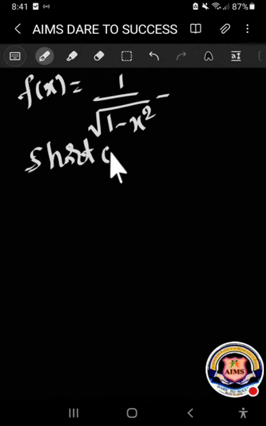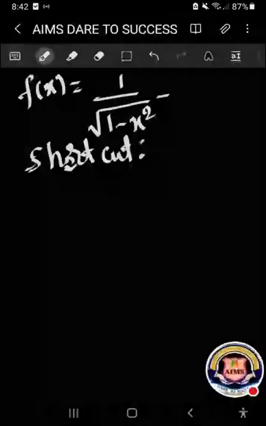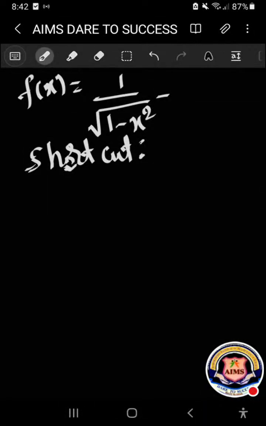First of all, I can write the problem, that is domain of f of x is equal to 1 by under root 1 minus x square. So first of all, I can write a shortcut method. Why I am telling you the shortcut method is that this is useful for competitive exams, and if you are not having sufficient time, my dear students, you can write the shortcut method also in board exams. Maximum try to use the general method.